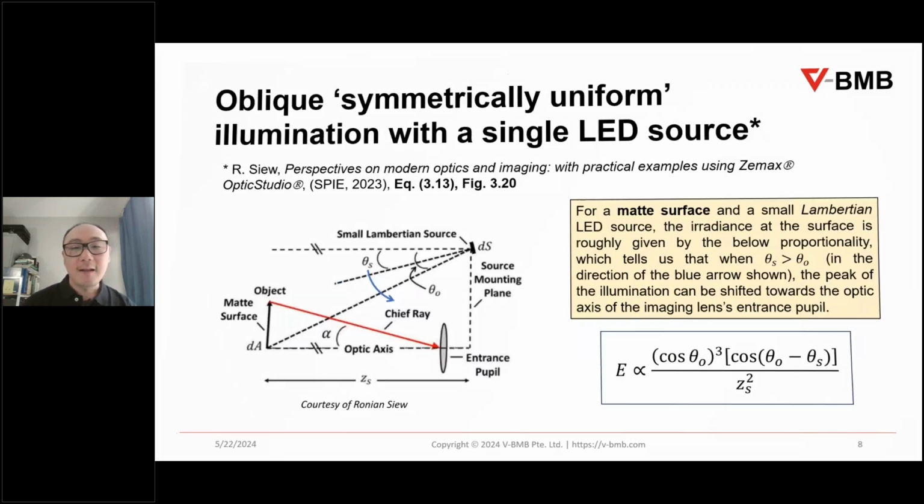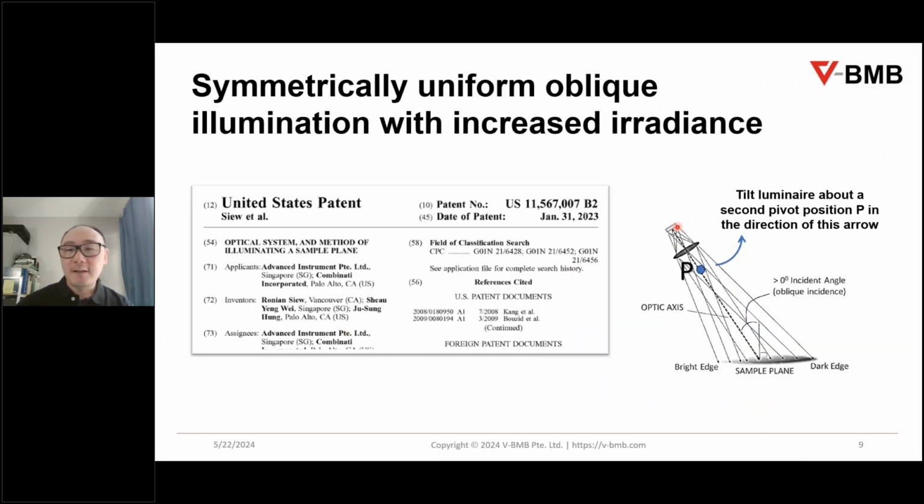But if you take your lens and your LED and you choose a pivot point somewhere between the lens and the sample plane or the region of interest, and if you rotate in a direction shown by this arrow, you can again bring the peak of the distribution towards the center.